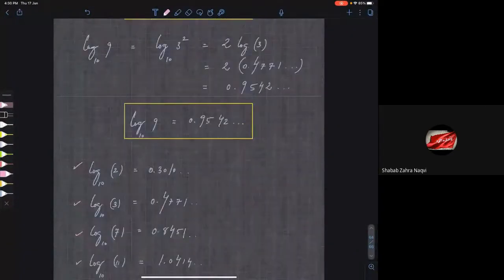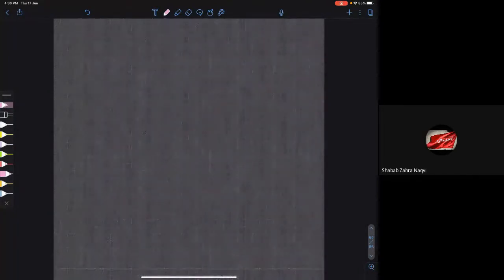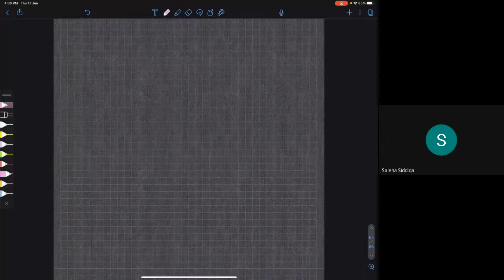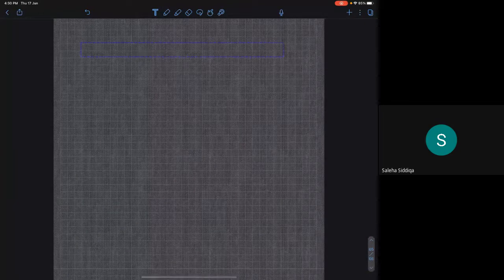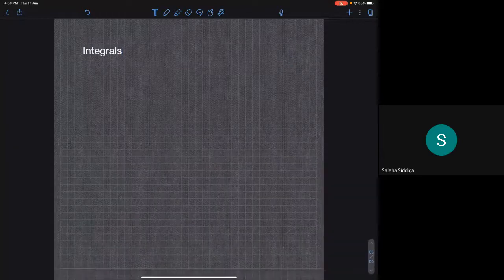Okay. Now, let us start the topic of integration. I'll tell you how integration is done later. First, try to understand what integration is. So we'll start integrals.